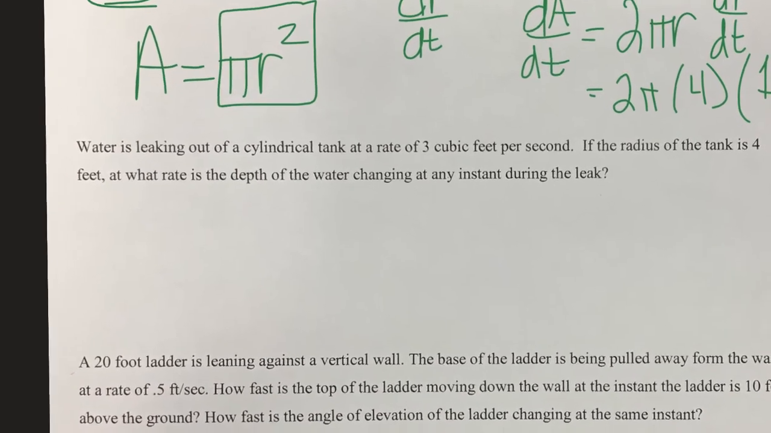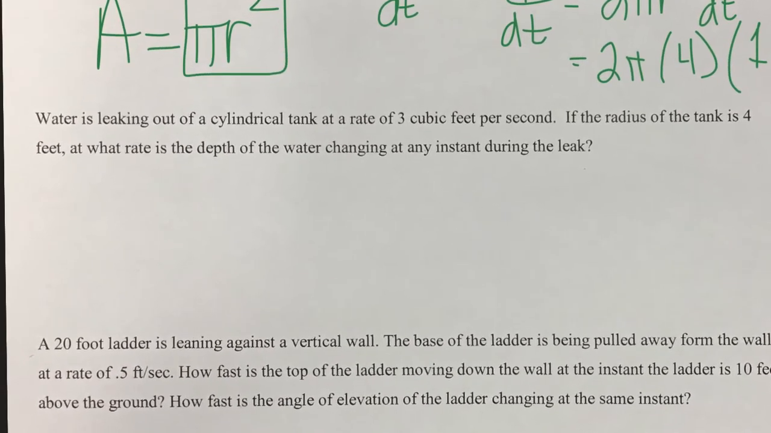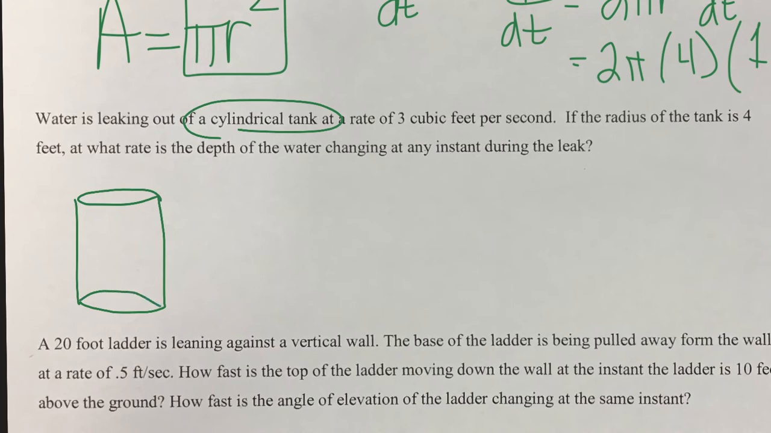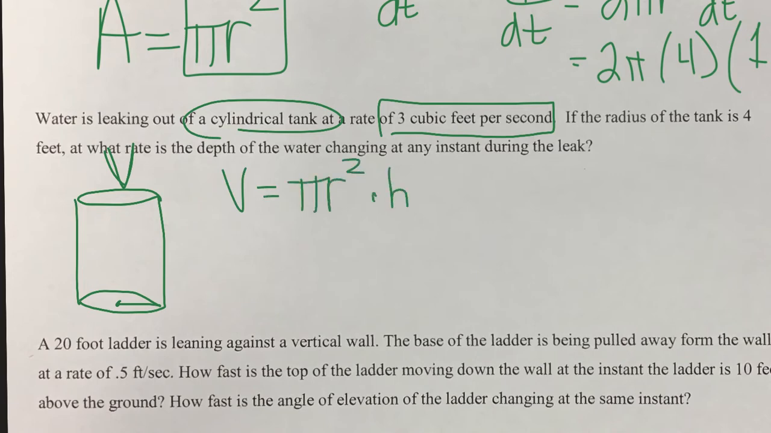Let's see what else we got here. Water is leaking out of a cylindrical tank, so that's a tank in the shape of a cylinder, at a rate of 3 cubic feet per second. So probably the volume of a cylinder. According to our geometry, the volume of a cylinder is the area of the base, which is pi r squared, times the height. Pi r squared h is how we calculate the volume of your cylinder. Hopefully, that will be given to you in the equation on the problem.